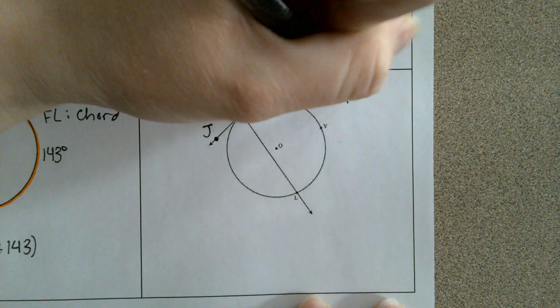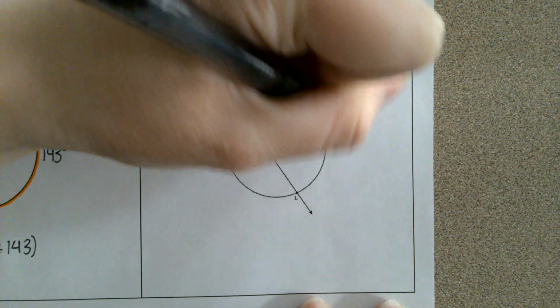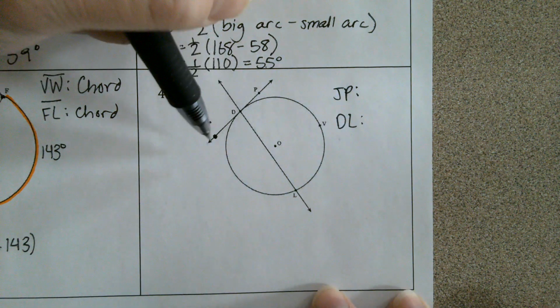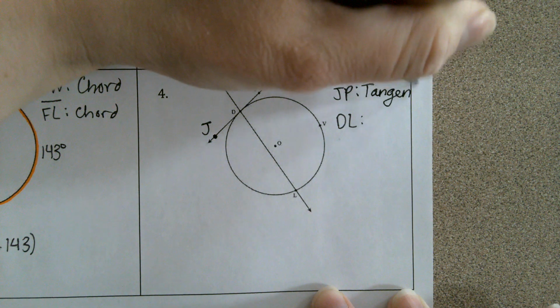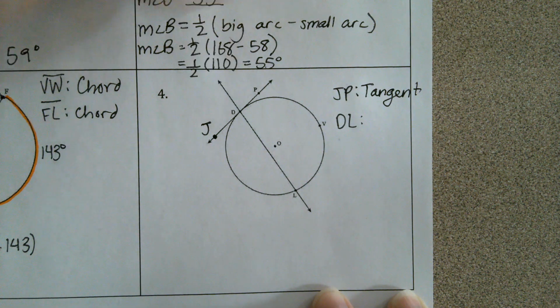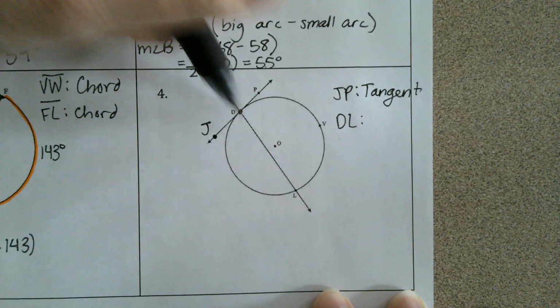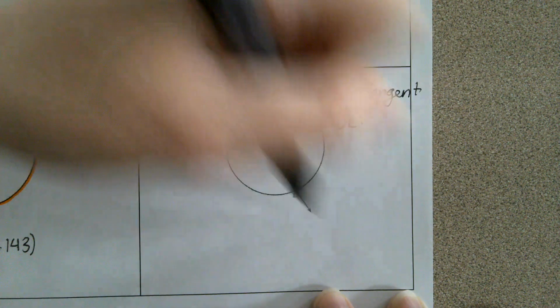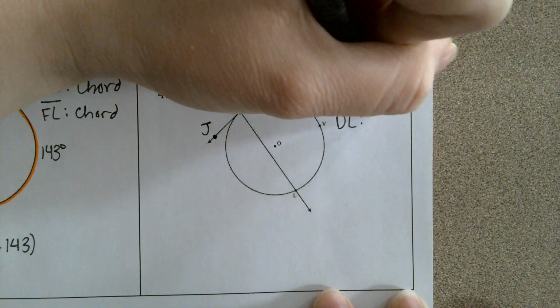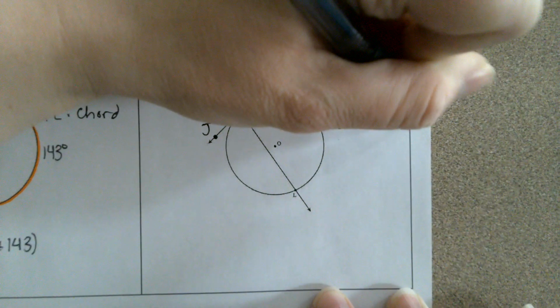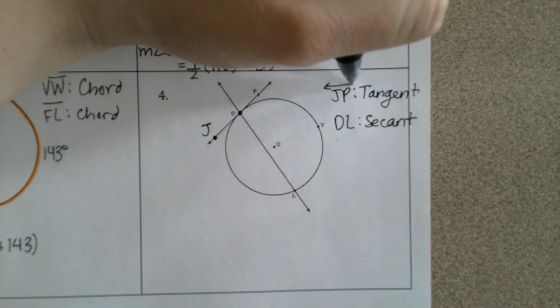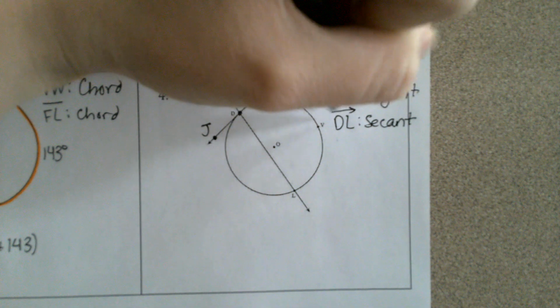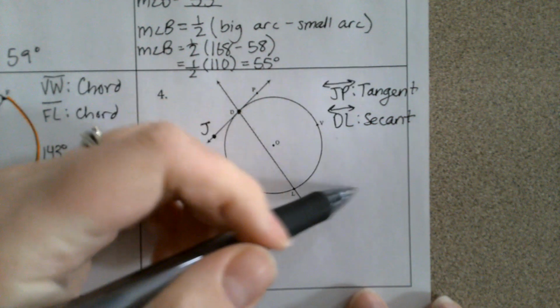Then let's identify what type of lines we have here. We have JP and DL. JP is a tangent. It touches the circle one time. That point of tangency is D. And then DL goes straight through the circle. It has arrows on it, so it crosses twice, making it a secant. And since it continues in both directions, it's a secant and not a chord. So these are both lines as well. So here we have a tangent secant.